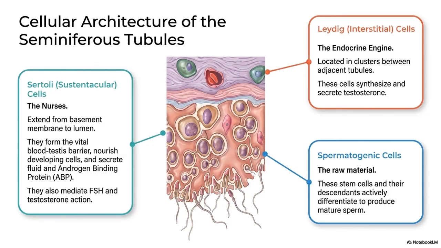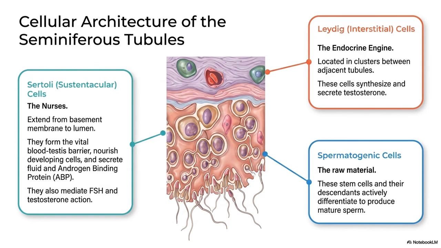Now moving on to the next type of cells found in the seminiferous tubule, the Leydig cells, also known as the interstitial cells. They are seen as clusters between adjacent tubules. These cells synthesize and secrete testosterone, which is the main male sex hormone.